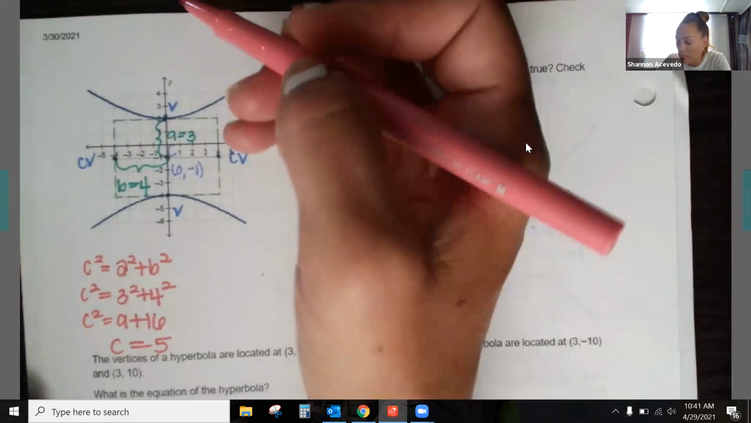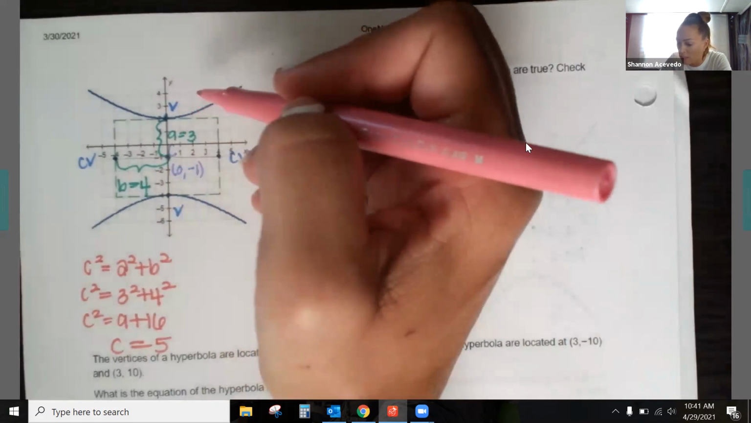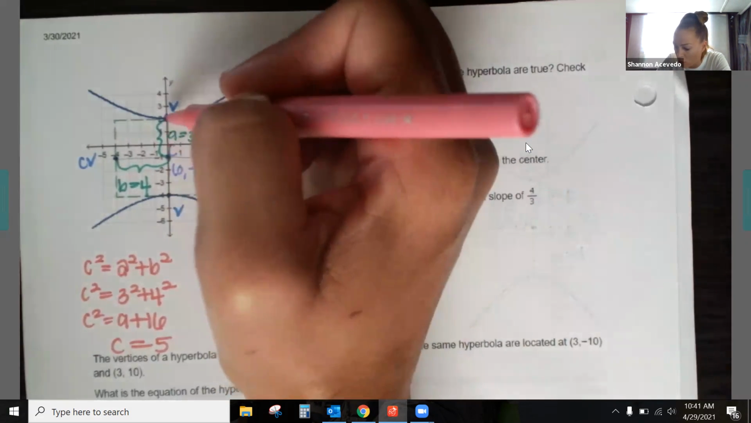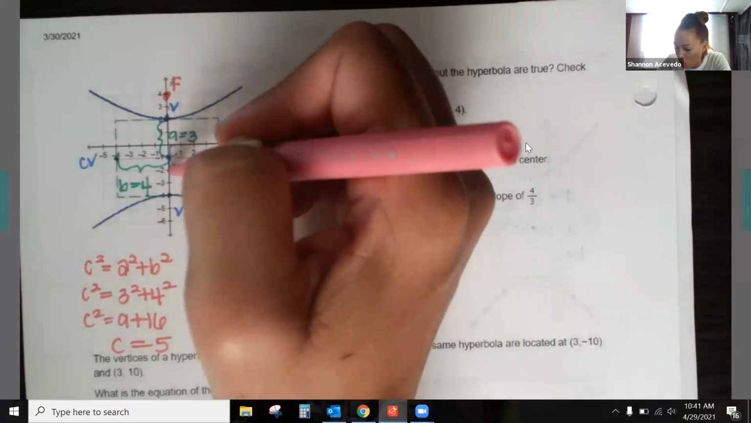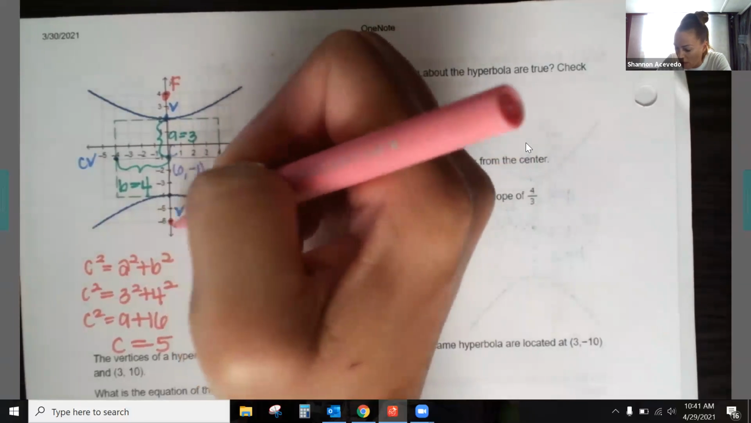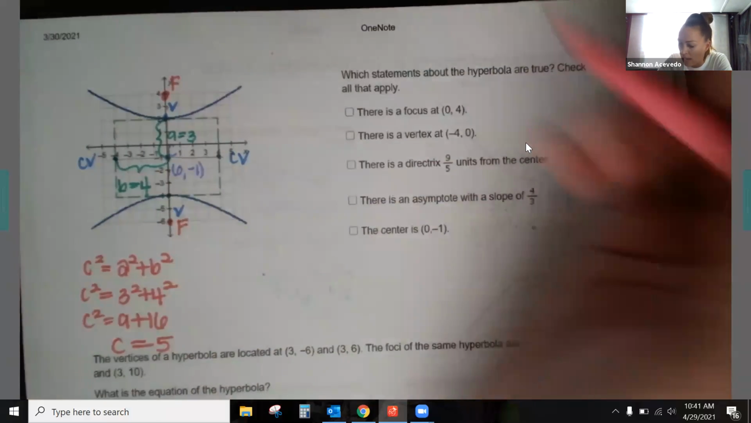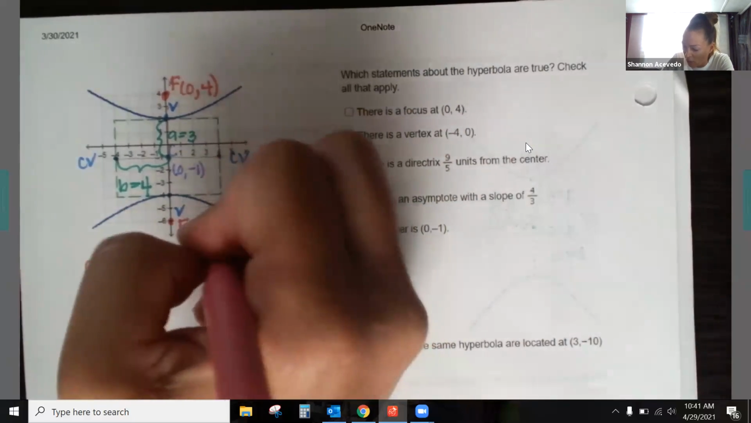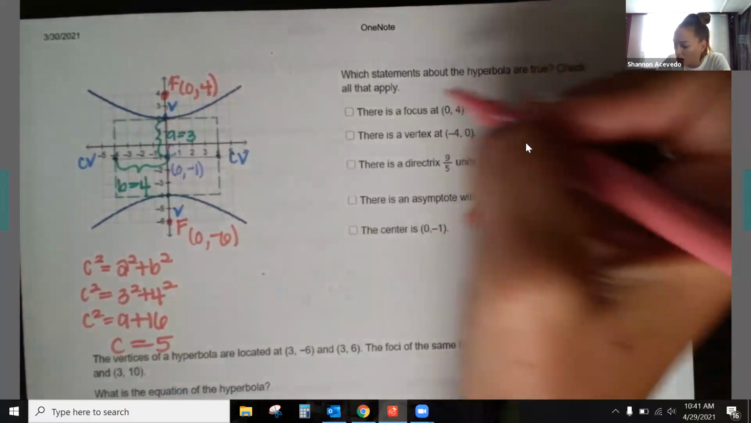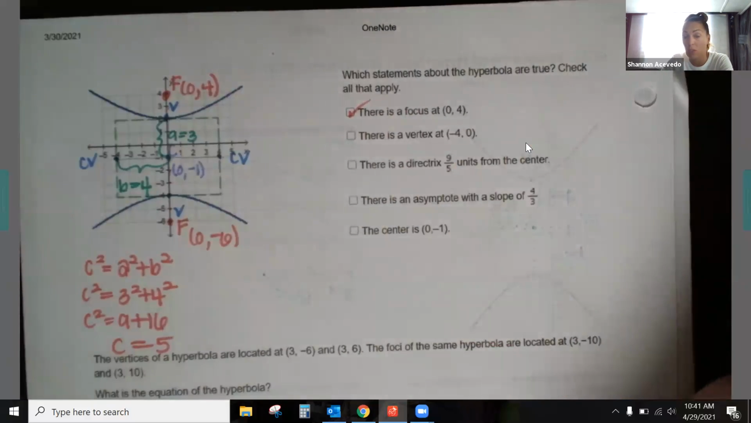So from my center, it has to be inside my vertices. I'm going to count up 5. So 1, 2, 3, 4, 5. There's a foci. And I'm going to count down 1, 2, 3, 4, 5. Here's a foci. So I have one at 0, 4, and this is at 0, -6. So this is true.